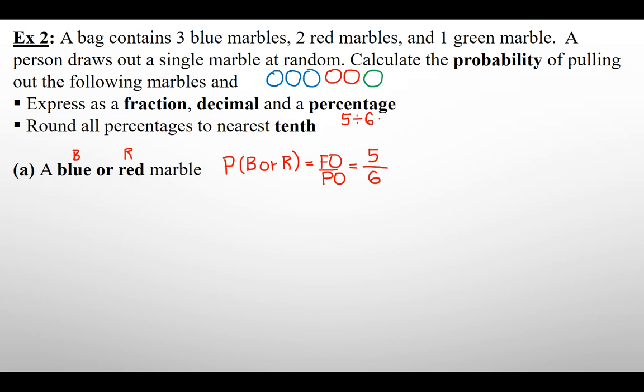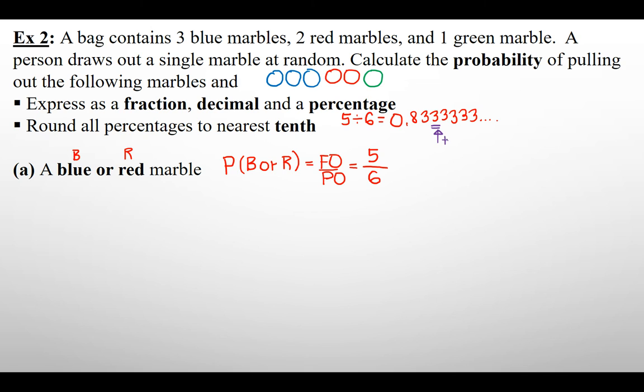If I plug 5 over 6 into my calculator, you're going to get a repeating decimal that looks like 0.8333333, and this will fill the calculator screen up. Now, for these decimals, I want to round them to the nearest thousandth of a decimal place. The nearest thousandth is 1, 2, 3, the third decimal place right here.